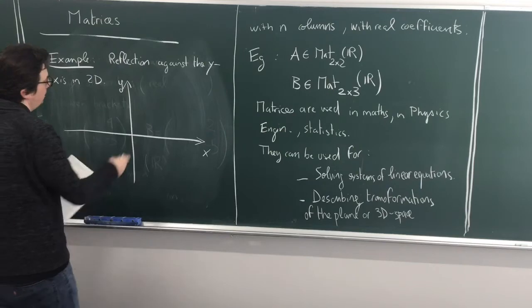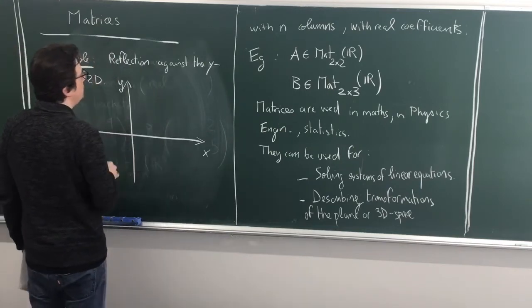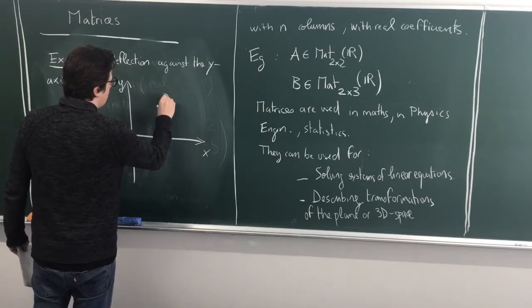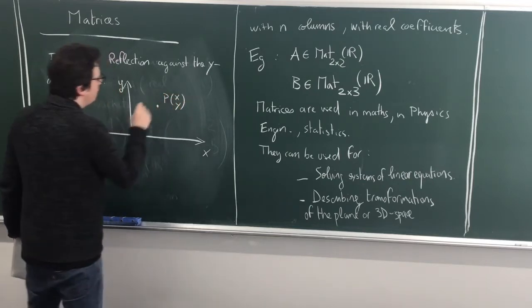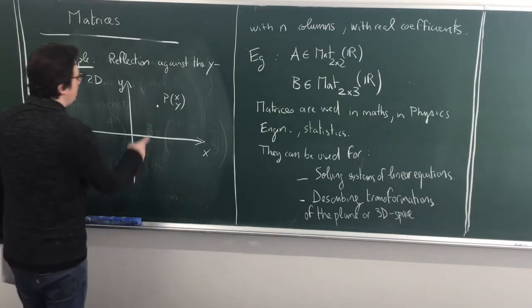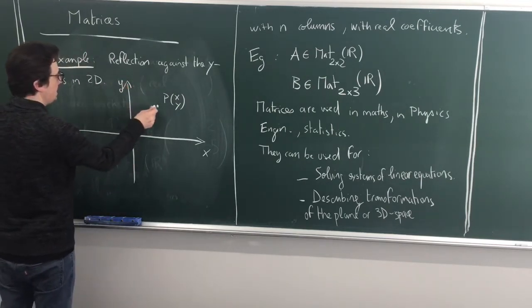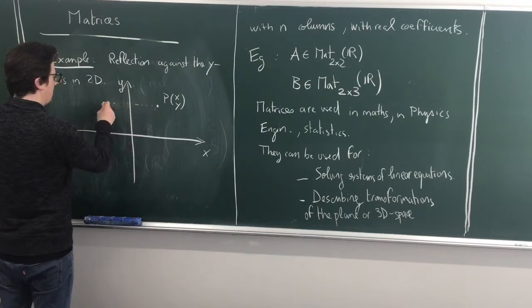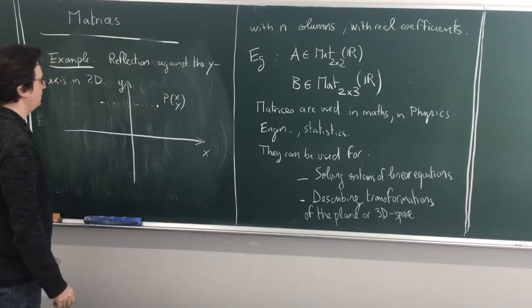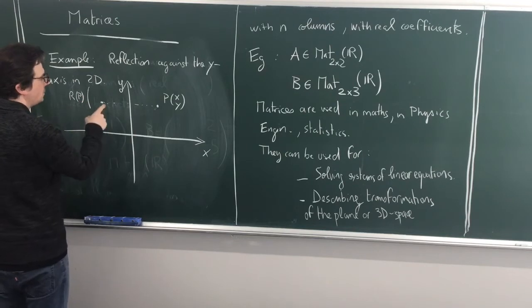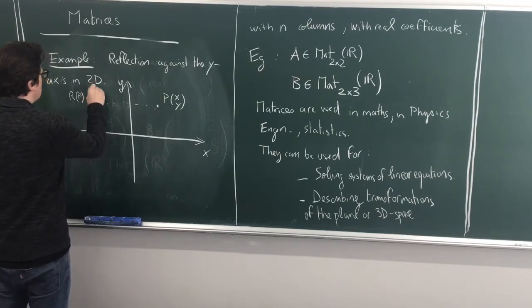Now, what is reflection with respect to the y-axis? So if we are given a point P with coordinates x and y, then the reflection with respect to the y-axis will be the point here, right? So let's call it R of P, and its coordinates will be, as you can see, minus x and the same y.